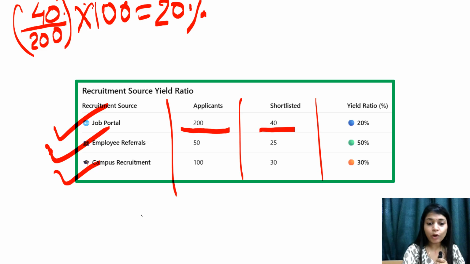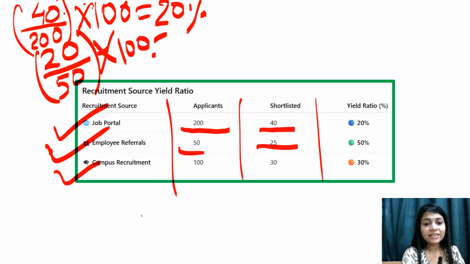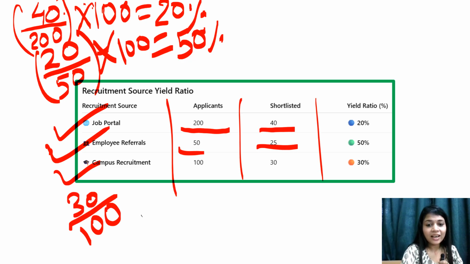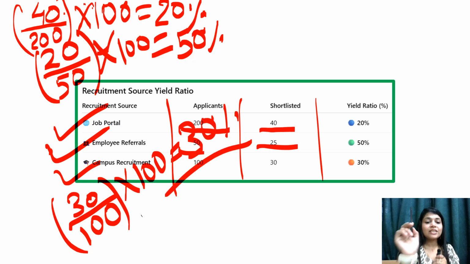Let's do the same for employee referrals: 20 by 50, into 100, equals 50%. For campus recruitment, it would be 30 upon 100, equals 30%. So this is how it would be evaluated.